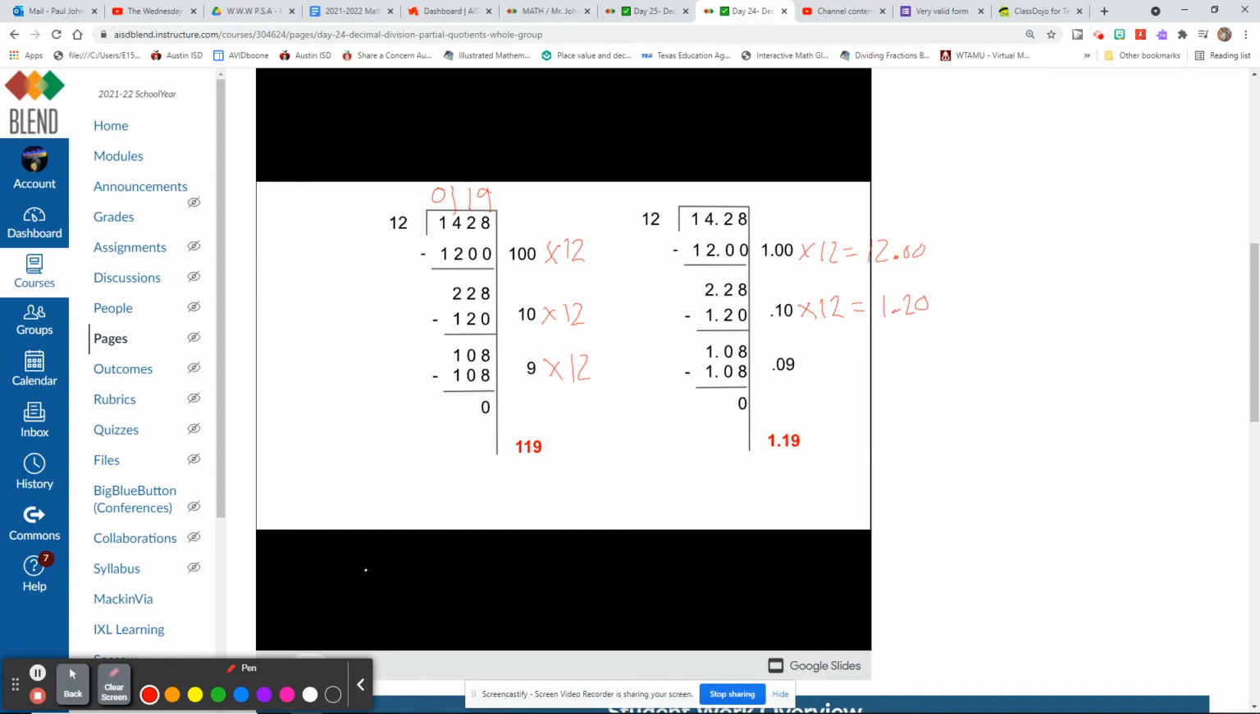So then they subtracted 1 whole and 20 hundredths from 2 and 28 hundredths, and that left them with 1 and 8 hundredths. So they took out 9 hundredths groups of 12. This would be like 12 groups of 9 cents, which was $1.08, or 1 and 8 hundredths. And so they subtracted that. So over here, they would have got the quotient, and then the decimal point would go up.